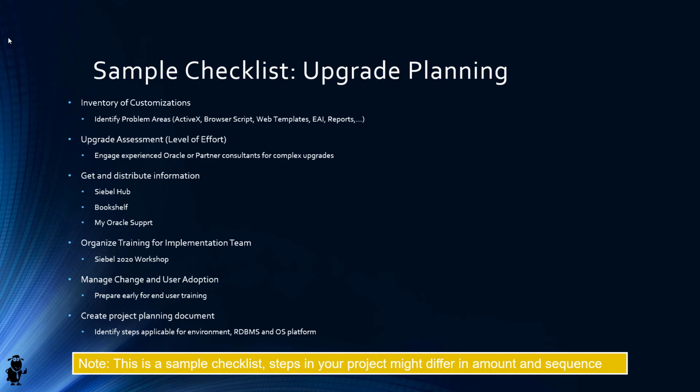This slide is a sample checklist, so please take it with a grain of salt. Your project might differ, so you might have a different amount or different sequence of steps. But the typical steps during the planning phase of an upgrade, this is what we discussed in this presentation, are taking inventory of any of your customizations, identifying problem areas early, such as ActiveX being replaced by OpenUI, etc., browser scripts, web templates, customizations, and making a catalog of all your interfaces, data volumes, BI Publisher reports, for example, etc. It's not a complete list.